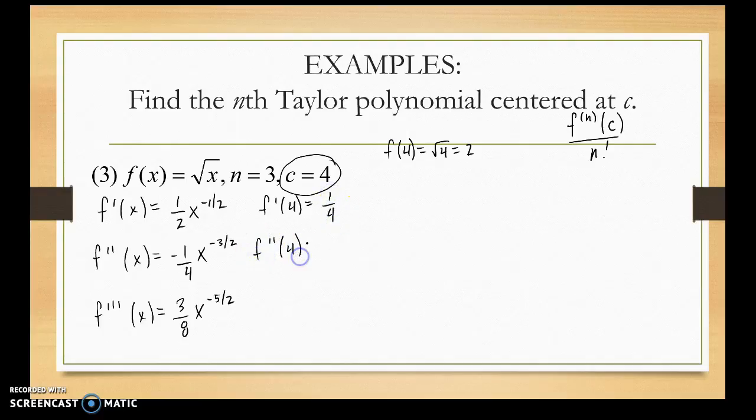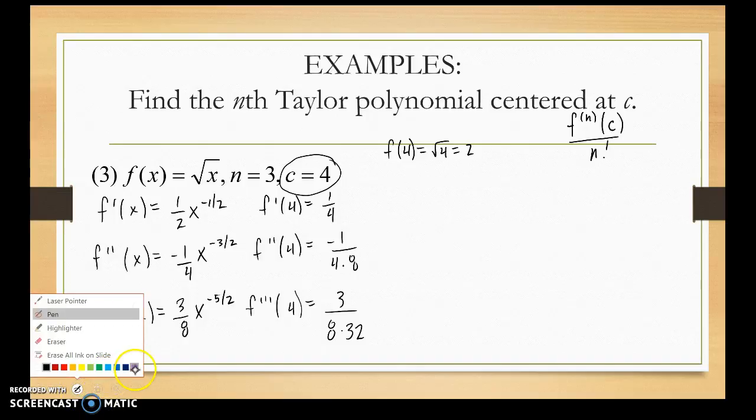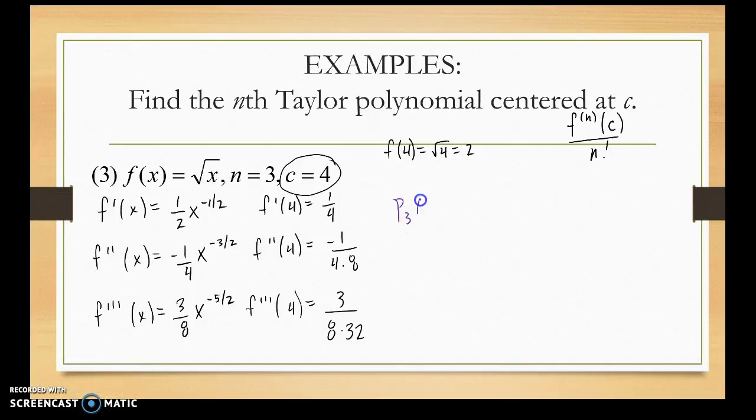Second derivative at 4, that would give me negative 1/4. Square root of 4 is 2. 2 cubed is 8. And then the third derivative at 4, just give me 3/8 times, again, square root of 4 is 2. 2 to the 5th power is 32. All right, so now putting these things together, third degree polynomial.